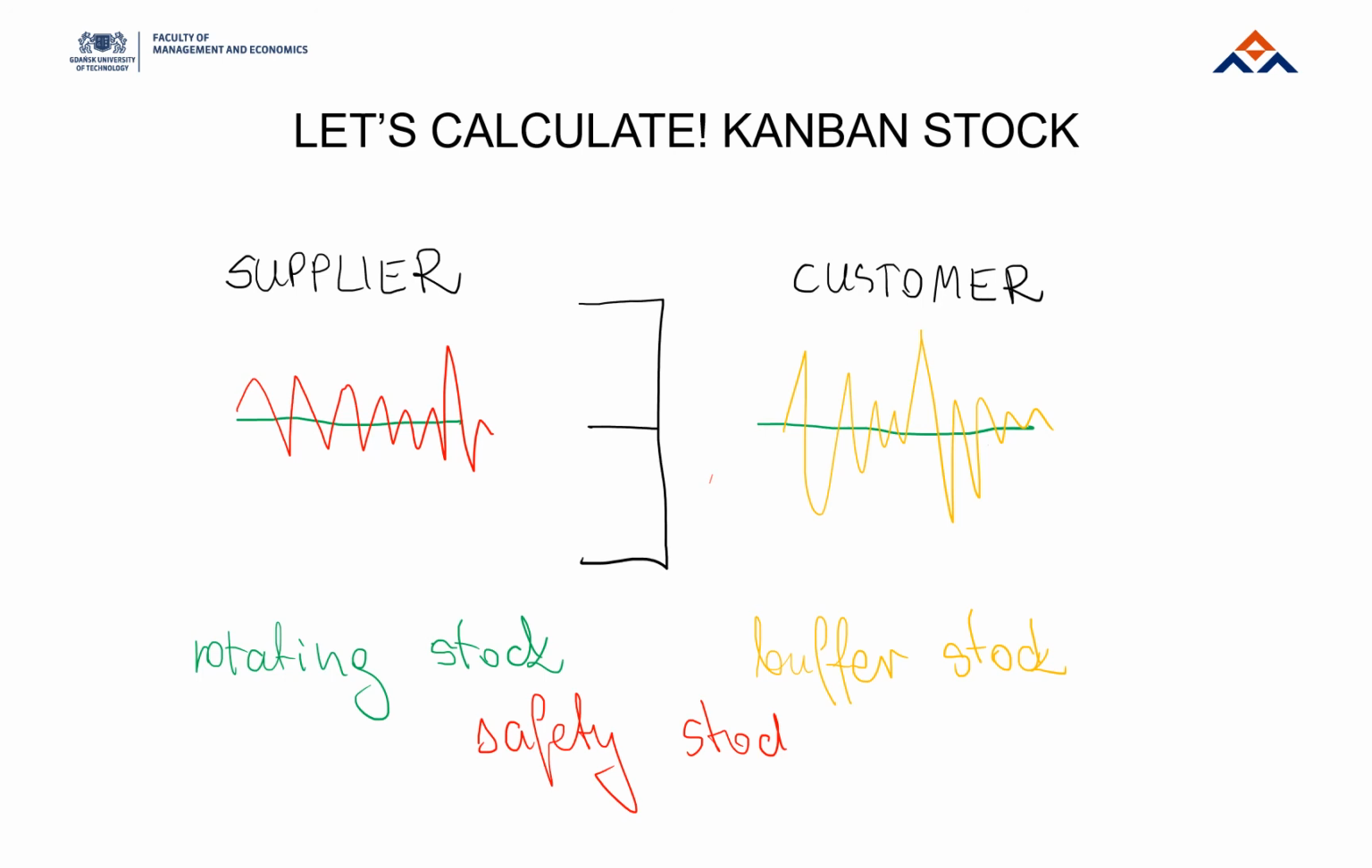The buffer stock is responsible for customer needs deviations. Safety stock is responsible for supplier deviations, and the rotating stock is this ideal stock which we would like to have, but we will never have.